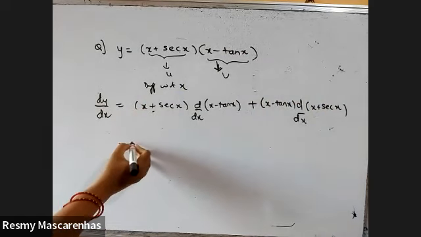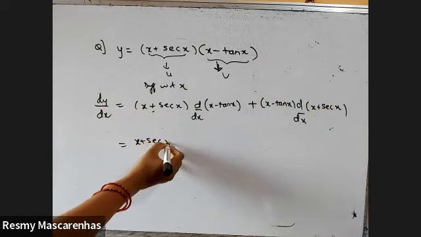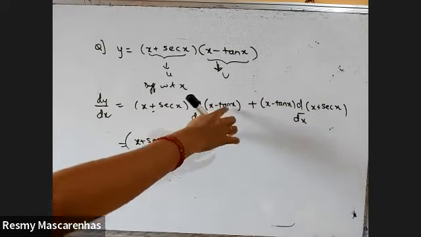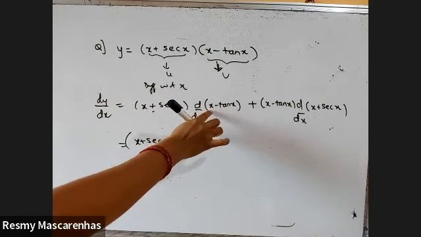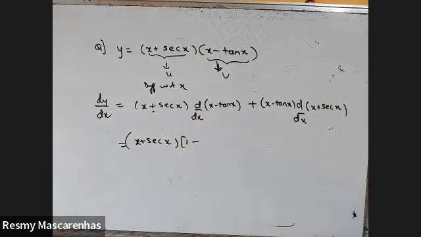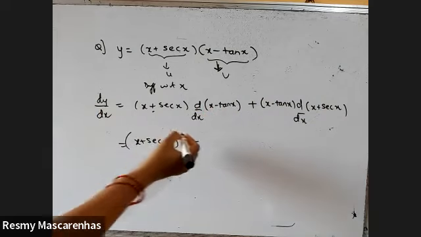This, write as it is again. Now we know that we have to take derivative of these two terms. So what is derivative of x? 1. Derivative of tan x is sec squared x.